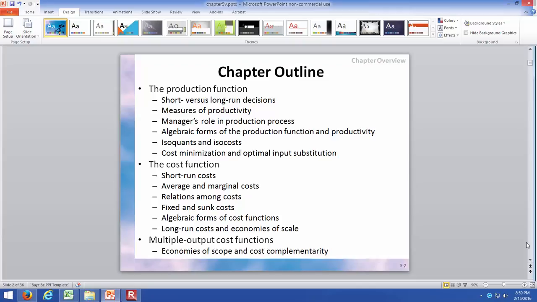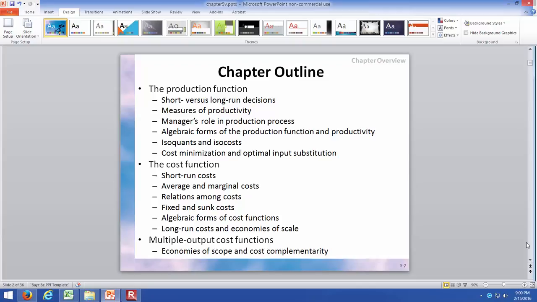So if you are a corporation or an enterprise, you have to make decisions for the short term and you also have to make decisions for the long term. As far as this chapter is concerned, what we typically assume is that in the short run, the capital is fixed. So there are two inputs we want to look for.